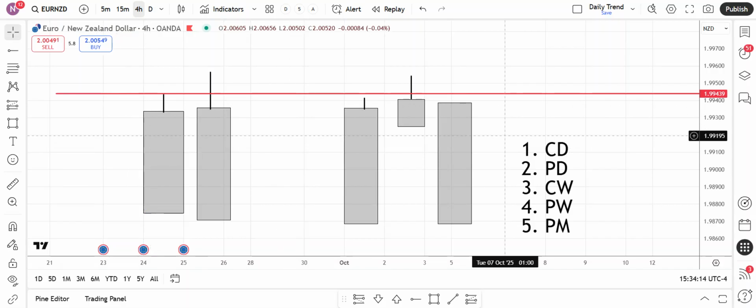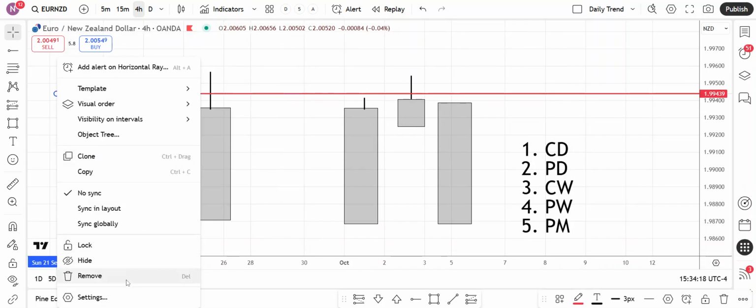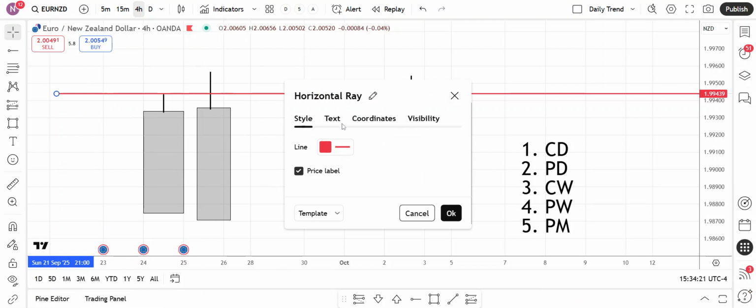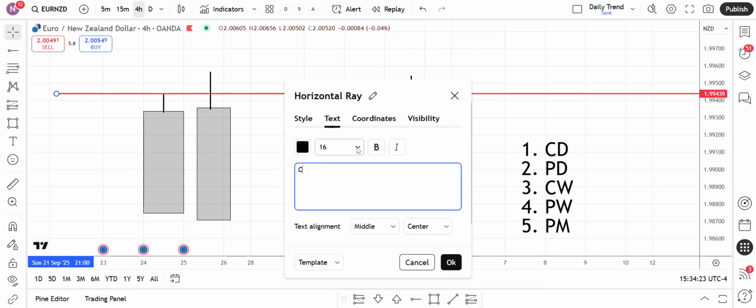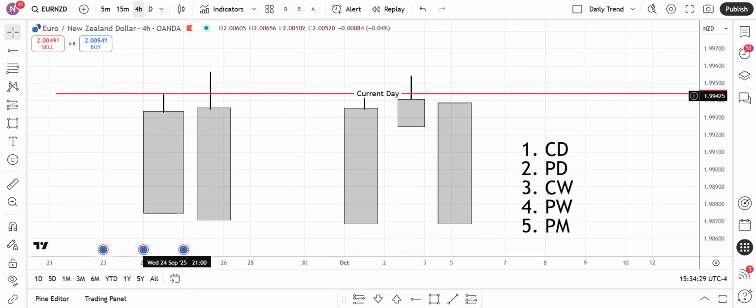Okay, so the first one, which is CD, that stands for the current day. In other words, you want to see price make a current high of day. And I like trading the 4-hour chart, but really you can use any time frame, but let's just say for the sake of this example, use a 4-hour chart, at least for these candles. And we'll get into the nuance a little later.